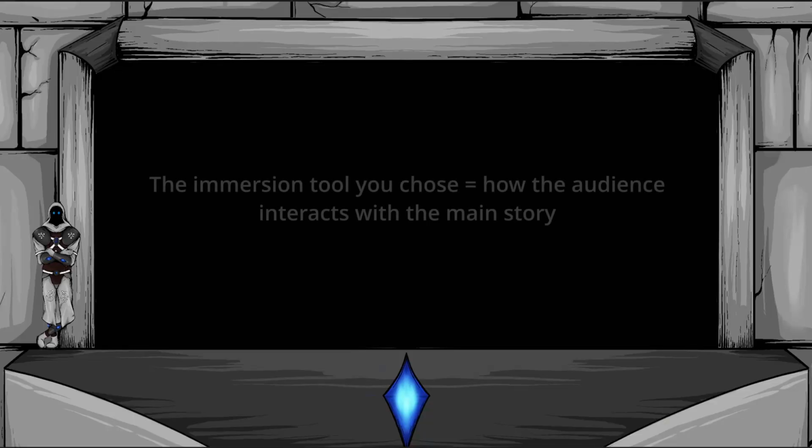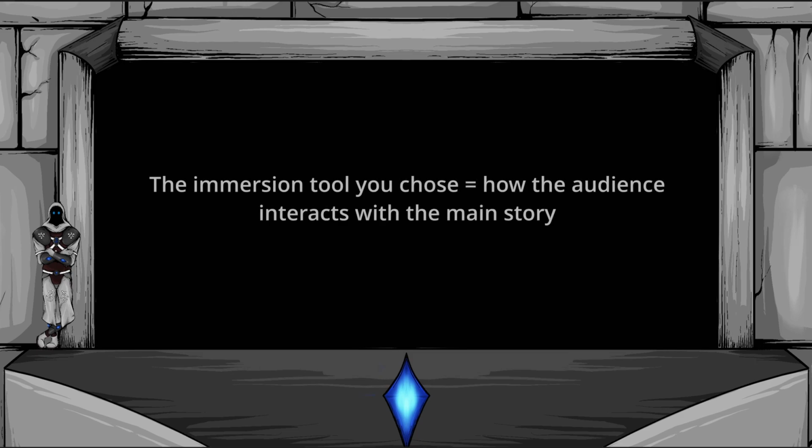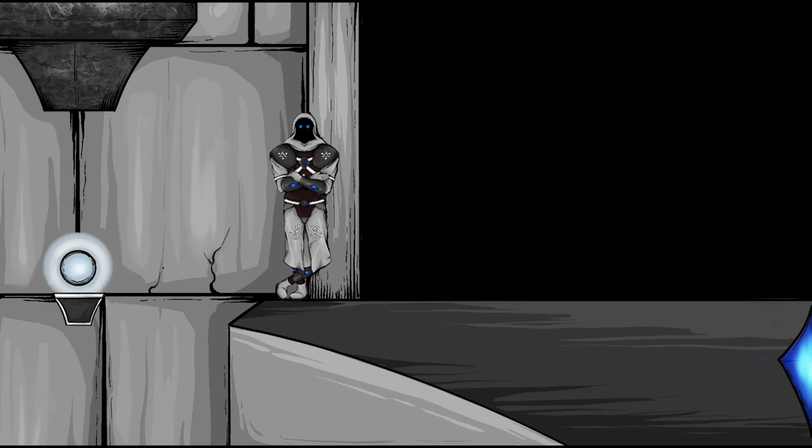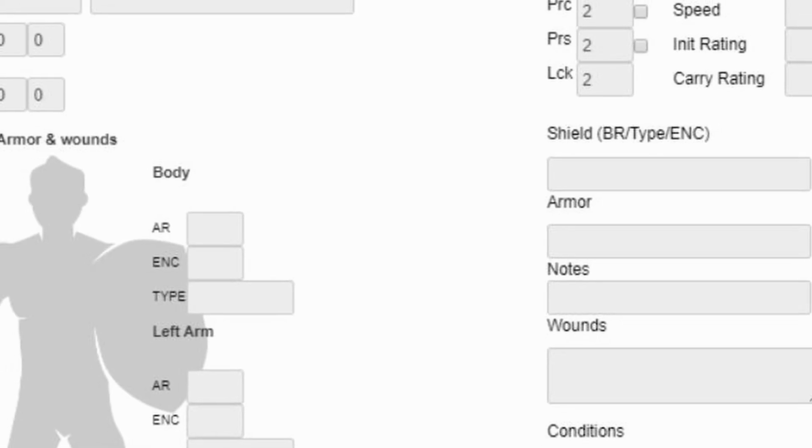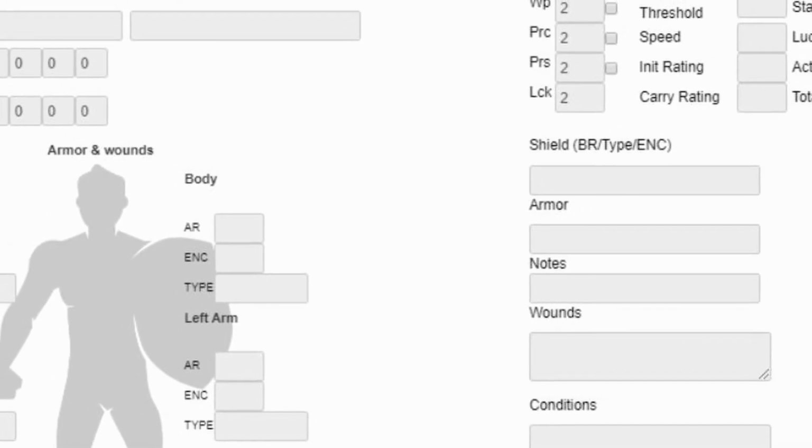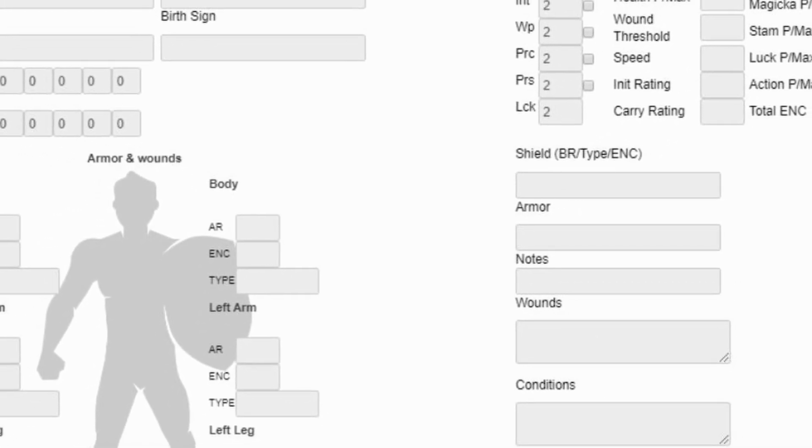I know it's a bit complex, but hopefully you understand how the tool you give your audience to interact with the environment can also determine how they interact with the main story. Just try to imagine the Deus Ex Human Revolution augmentation debate if, for example, all your augmentations were just non-interactive numerical bonuses to base stats.